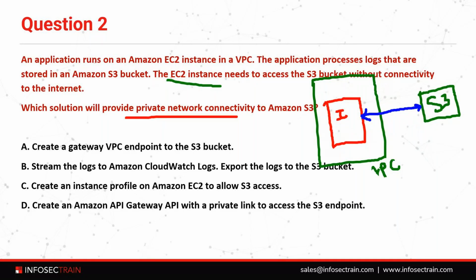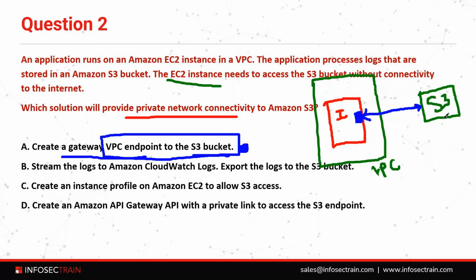Okay, so create a gateway VPC endpoint to the respective S3 bucket. This looks good, right? There is a concept we have called a VPC endpoint. In that case, you create the VPC endpoint in the VPC, and that establishes a private connection with the respective S3. Definitely you have to do a little bit of configuration, but just keep this in mind: a VPC endpoint provides the private connection to the respective S3, right?